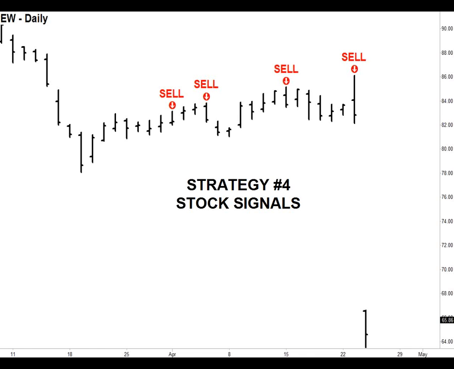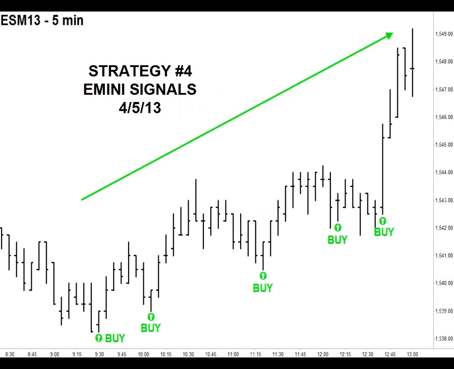So if you wanted to stay in these trades, you could have made some nice money. This works just as well as strategy number 4 in the E-mini market. I trade this intraday when I intraday trade the E-mini. In fact, I traded it today as well. And these are just examples going back last month of some of the signals you'll get on a 5-minute chart.